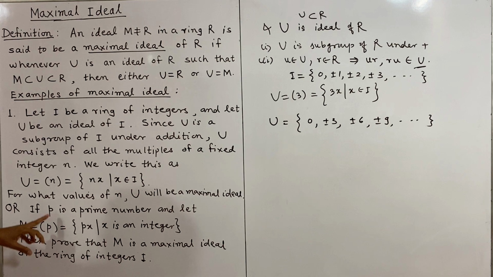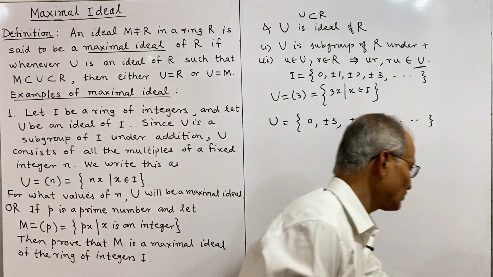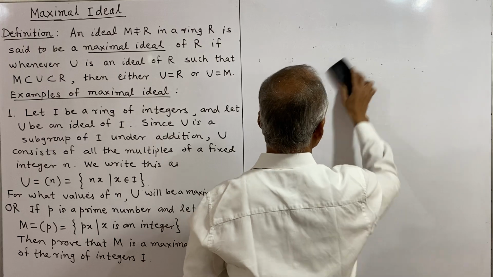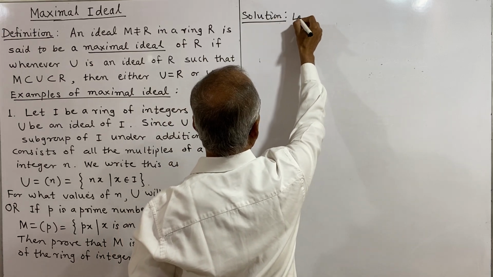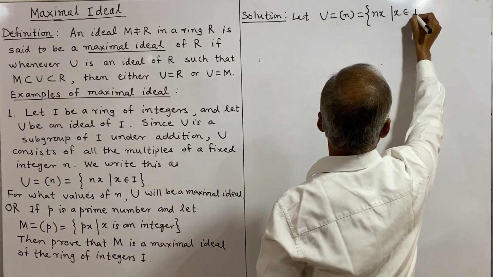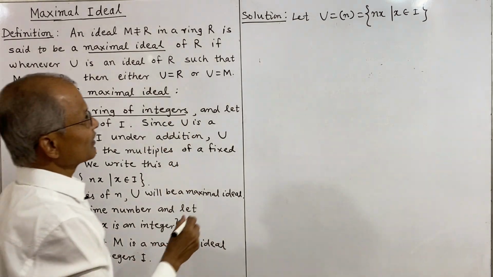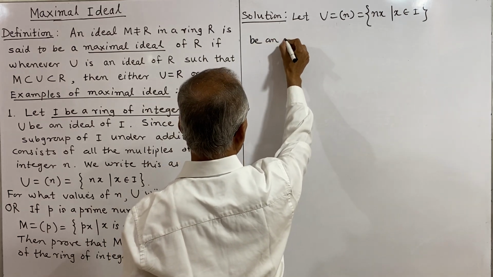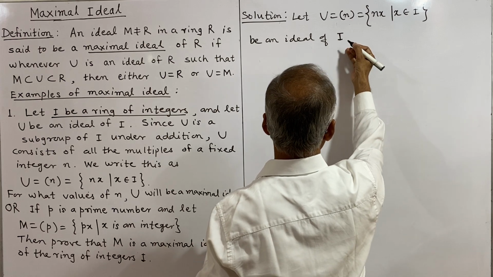We shall prove that when p is prime, then the ideal generated by the prime number is maximal. So now consider its proof or solution. There are two ideals we shall consider, U and M. So we shall write as a solution: let U be the ideal generated by n, that is nx, such that x belongs to I. I is the set of integers, the ring of integers, and U is an ideal of R, where R is here our ring of integers I, an ideal of I generated by n.